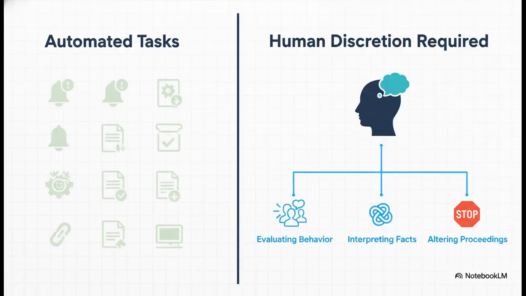But, and this is a huge but, there is a clear line in the sand. Any action that requires a value judgment, evaluating human behavior, interpreting complex facts, or making a decision that stops or fundamentally changes a legal case, that cannot be fully automated. These moments demand human discretion, empathy, and oversight. For any system that calls itself just, this is a non-negotiable principle.